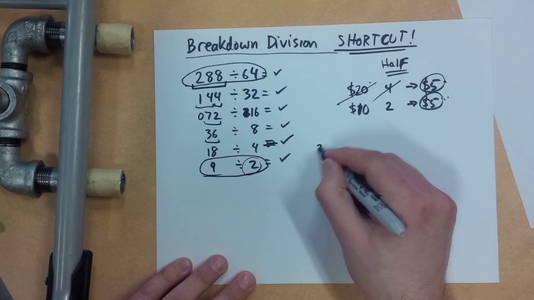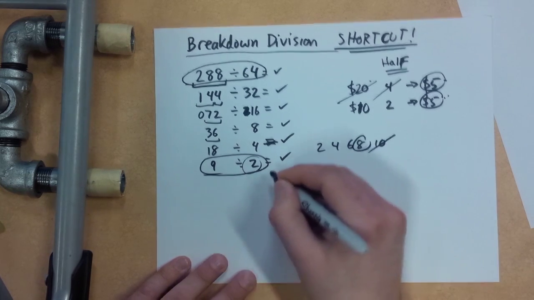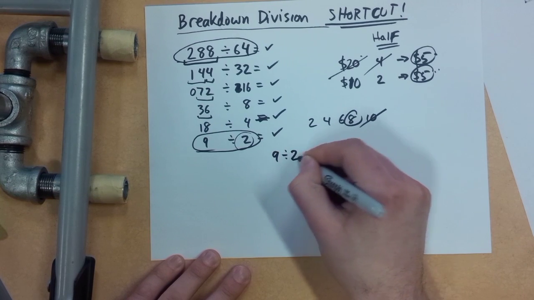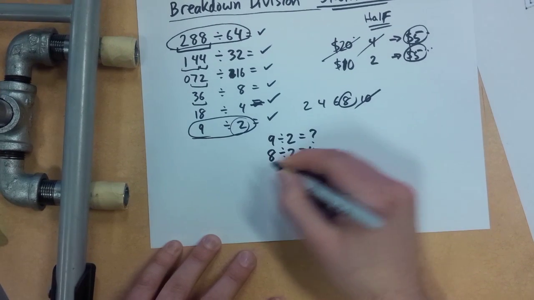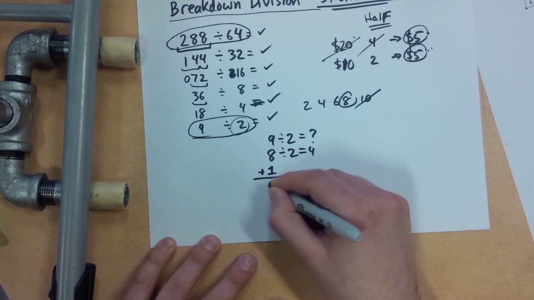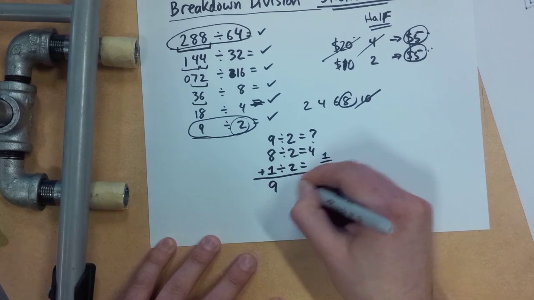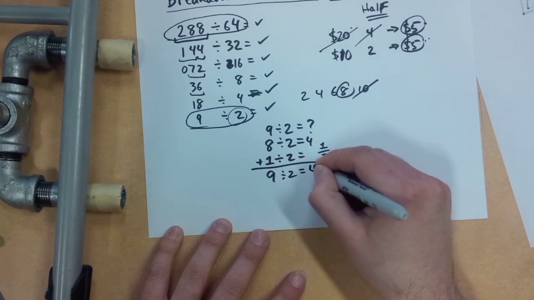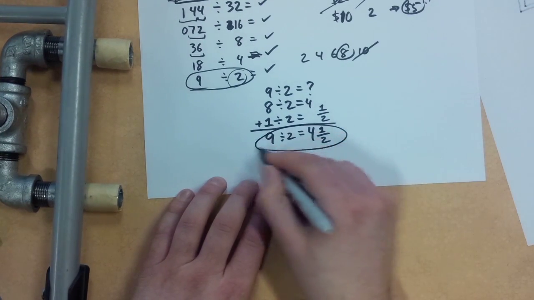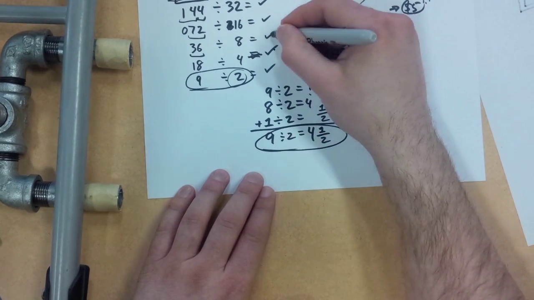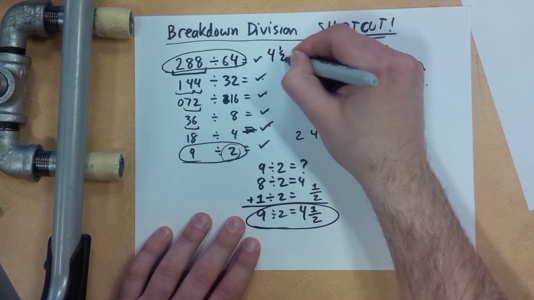Let's just skip count there. 2, 4, 6, 8, 10, too big. 8 works just fine. 9 divided by 2 equals, I don't know, but I do know that 8 divided by 2 equals 4. And if I add 1 to get my 9, 1 divided by 2 fills in all my gaps here. 4 and 1 divided by 2, or 4.5. 9 divided by 2 is 4.5. That means this is 4.5, 4.5, 4.5, 4.5, and this is also 4.5.